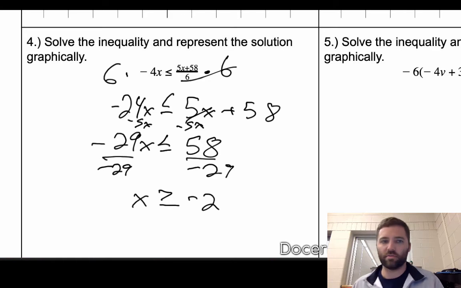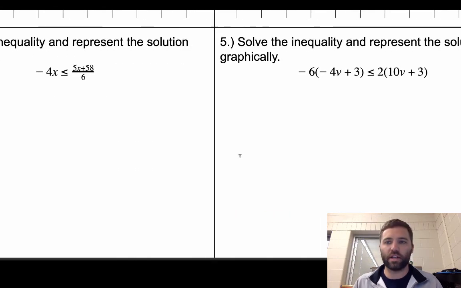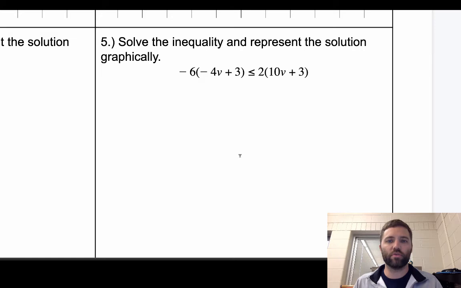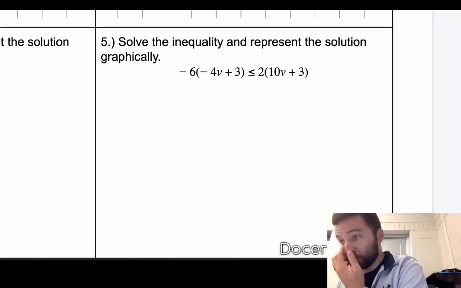And then obviously to represent that graphically, you just sketch it out on the number line. All right, the next one you should try on your own. I'm going to speed up the video here and you can check your answer. So pause it, try it, and I'll have the answer here in just a second.